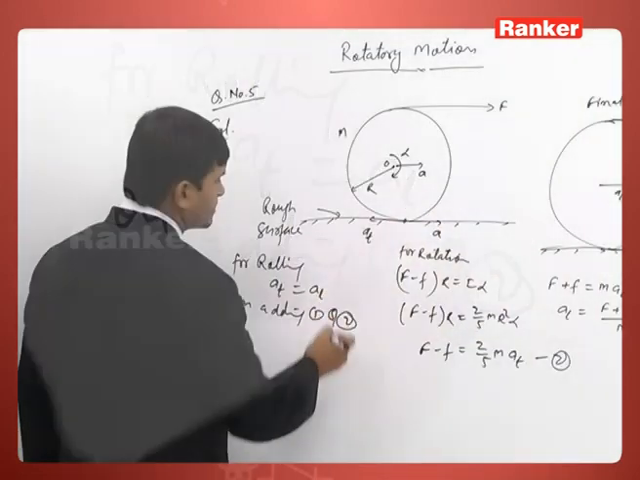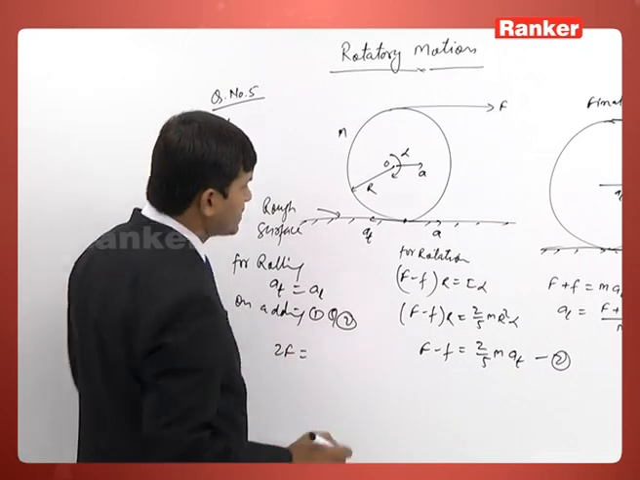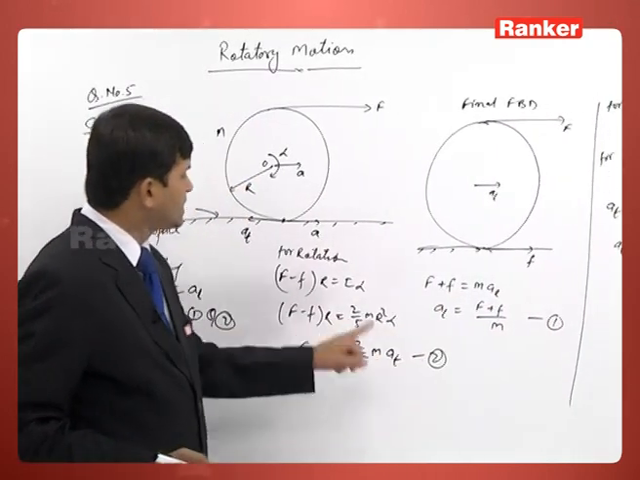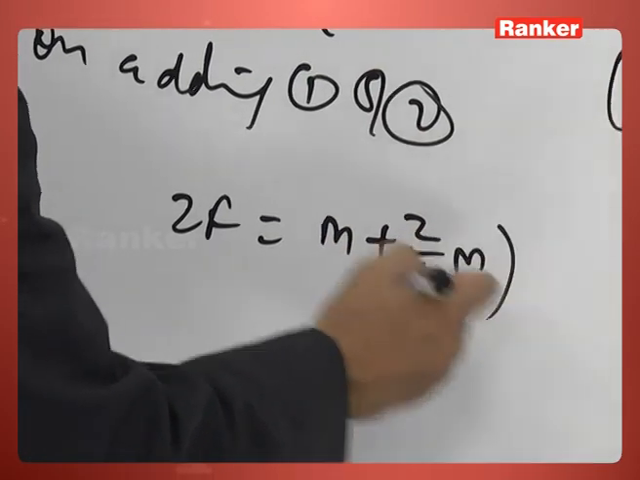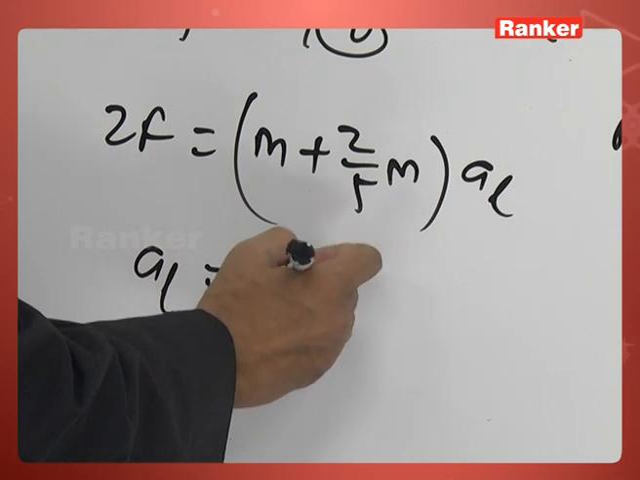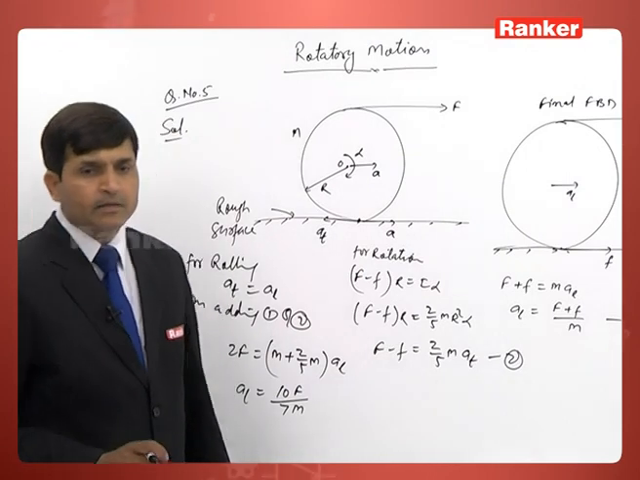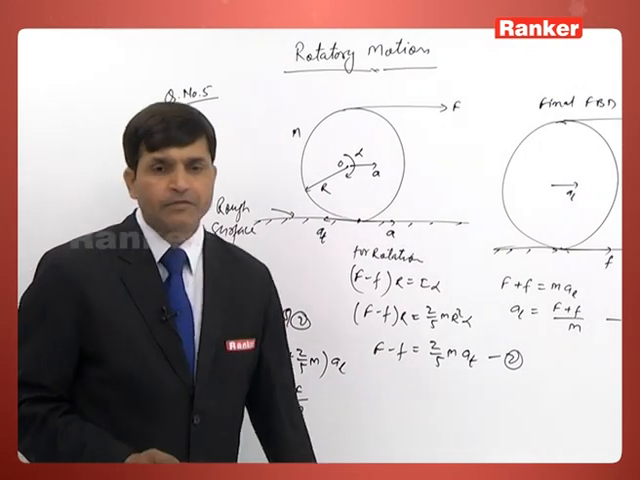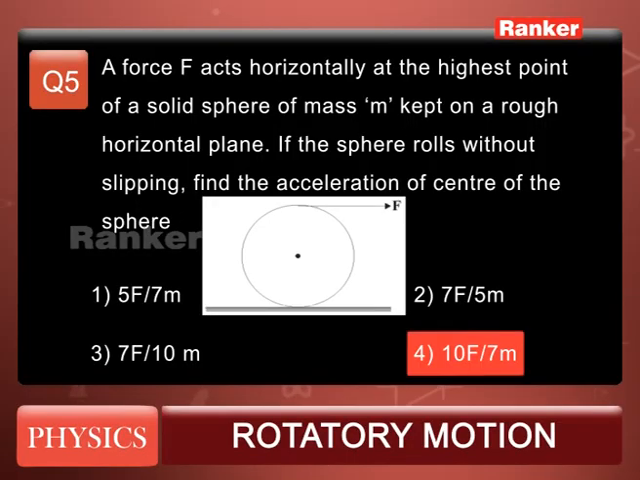On adding 1 and 2, when we are adding 1 and 2, we will get 2F is equal to M AL plus 2 by 5 M AL, that is (M plus 2 by 5 M) into AL. So AL is equal to 10F by 7M. So this is the answer of your question here. So the correct option is option number 4. Hence the answer 4 is the correct option, 10F by 7M.